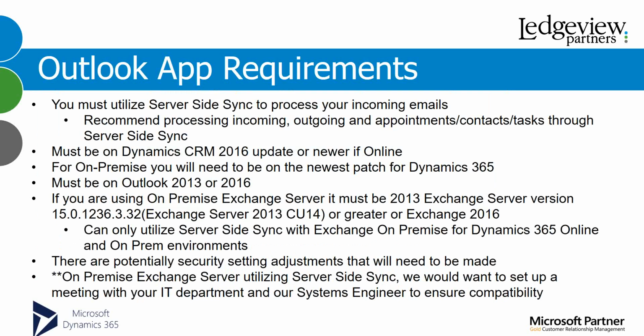So for Outlook app requirements, it has to utilize server-side sync to process your incoming emails. We recommend processing incoming, outgoing, and appointments, contacts, and tasks with all your email configuration. We recommend doing everything through server-side sync. Now you have to be on Dynamics CRM 2016 update or newer if you're online, which again, all of you are. For on-premise, the newest patch for Dynamics 365, which is coming out in the next 6 months, is what you'll need to be on in order to access the Outlook app.